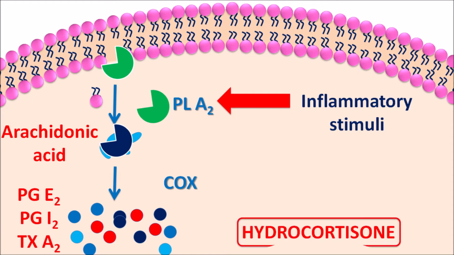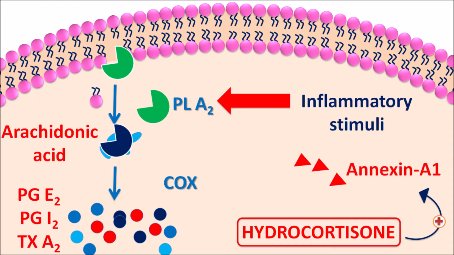Now, hydrocortisone can release one of the mediators, annexin A1, which can bind to the phospholipase A2 and can inhibit its activity. Similarly, hydrocortisone can also control the COX pathway so that inflammatory mediators are somewhat less released. By all of these actions, hydrocortisone can control the local inflammatory action. In this way, hydrocortisone acts as an anti-inflammatory agent which can be applied topically on the skin.